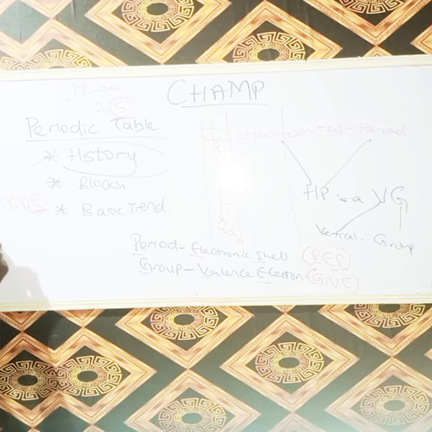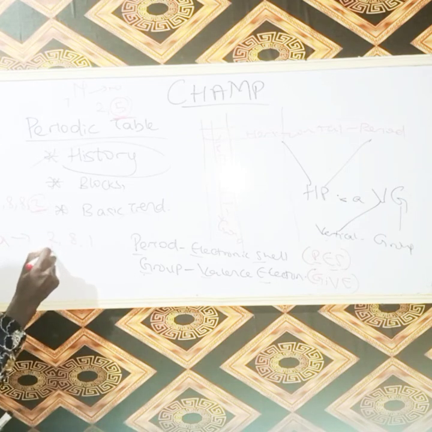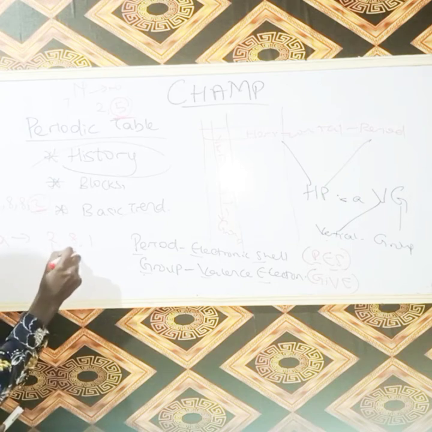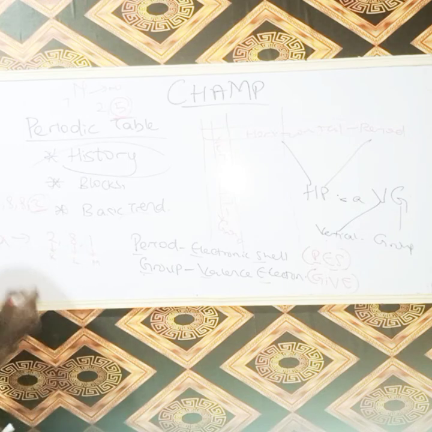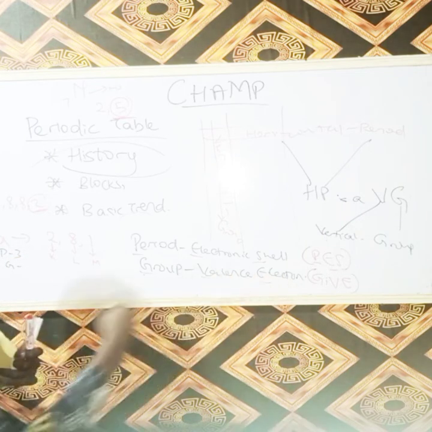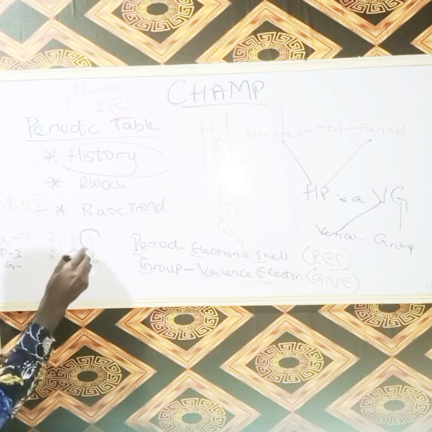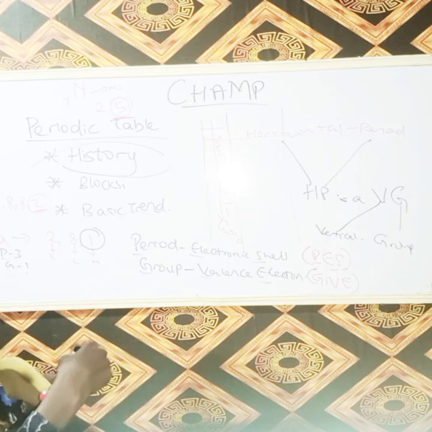Let's practice that. Let's say sodium, for instance. Sodium is atomic number 11. If you have to write the electronic configuration, it will be 2, 8, 1. This is the first electronic shell, the K shell. This is the second electronic shell, the L shell. This is the third one, the M shell. So how many shells do we have? Three. So sodium is in period 3. Let's check for the group. The group is the valence electron, the outermost one. The outermost one is 1. So sodium is in period 3, group 1. Are you getting it now? Period 3, group 1.